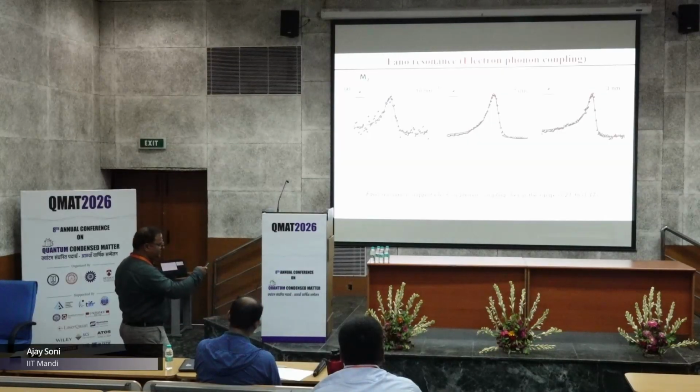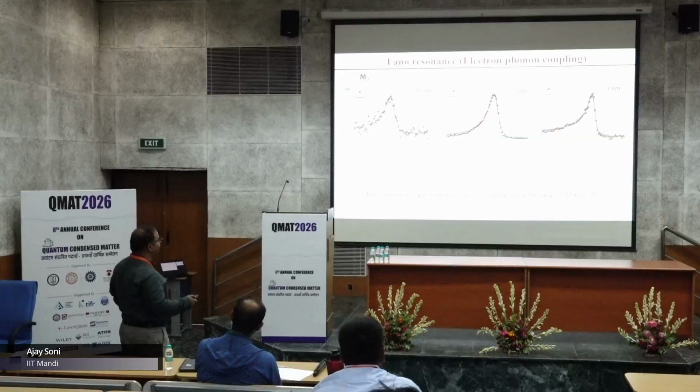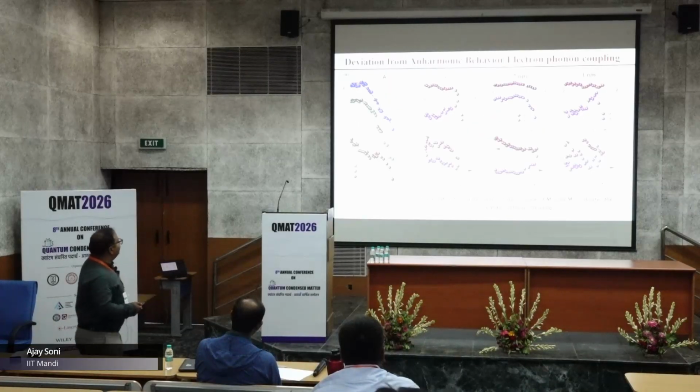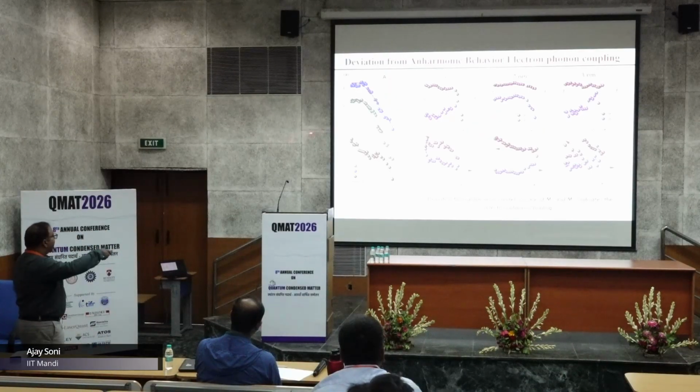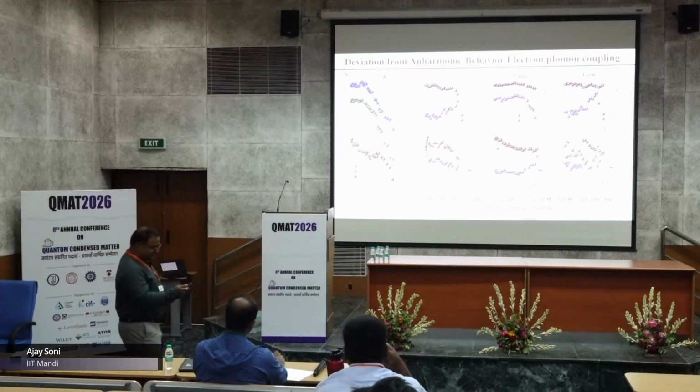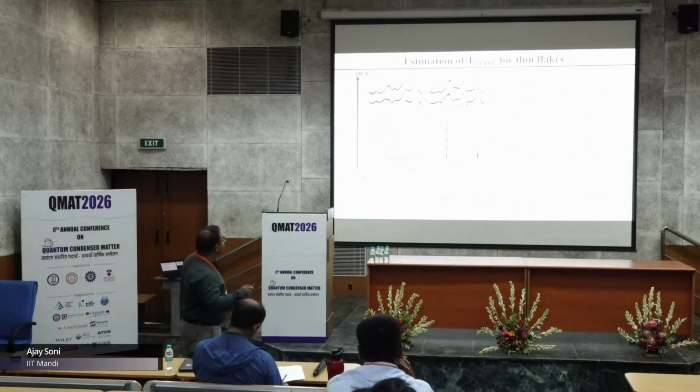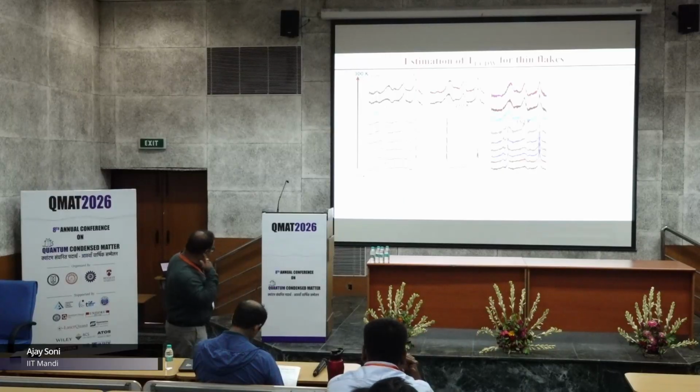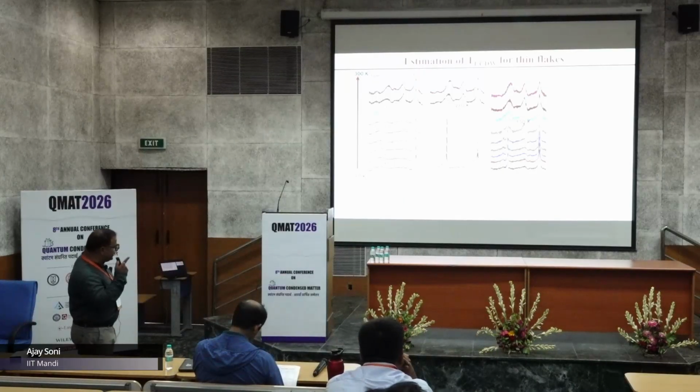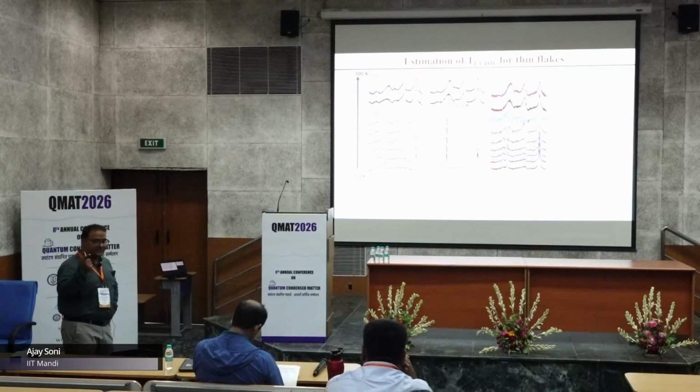And we looked at the Fano resonance as well, and the Fano actually tells you what is the electron phonon coupling strength in these materials. Then the deviation again tells you that you have involvement of the electron phonon coupling. This is very standard understanding from the Raman. And so we look at these modes to estimate the incommensurate charge density wave transitions.